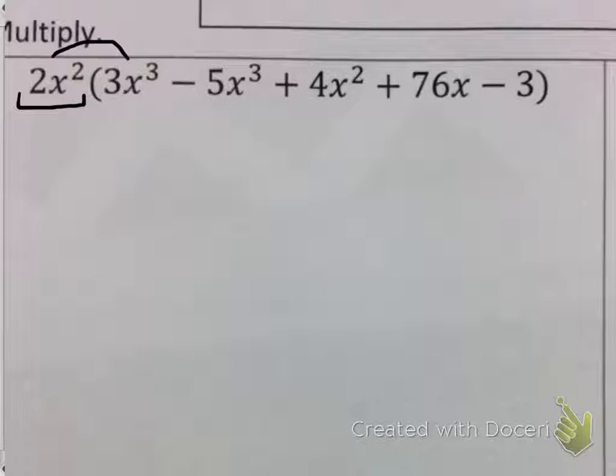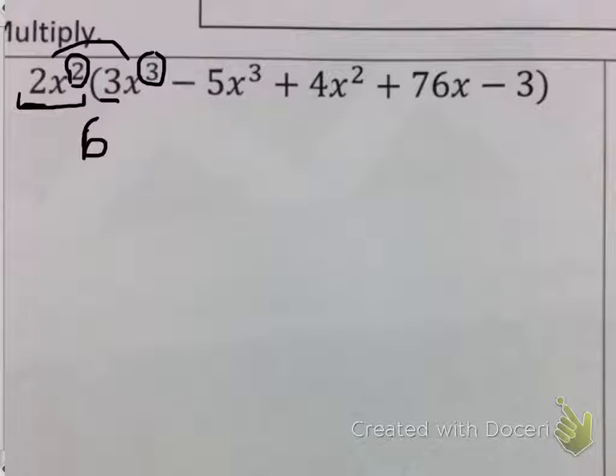we have a 2x squared times 3x cubed. So we're going to break these numbers apart, and we're going to take the 2 and multiply it by the 3 and get a 6. Then we're going to take these exponents right here, and we're going to add them together.